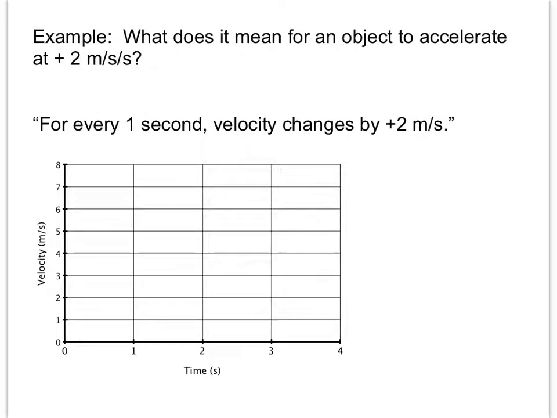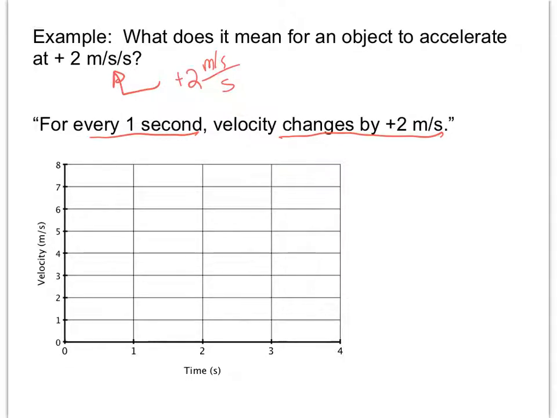Okay, so here's just a quick example of what this means. What does it mean for an object to accelerate at positive 2 meters per second per second? Well, what that means in a "for every" statement is for every 1 second, the object's velocity changes by positive 2 meters per second. So, in other words, every second that goes by, we're going to add 2 meters per second to its velocity.